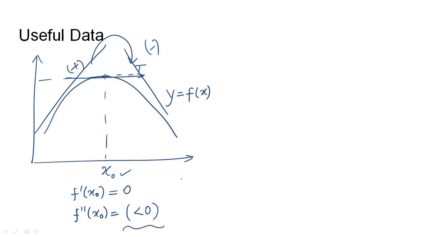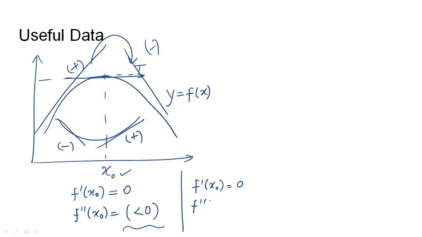Similarly, for a minima, the first relation remains the same, but in the case of minima, the slope will change from negative to positive. So in that case, the double derivative would be positive.